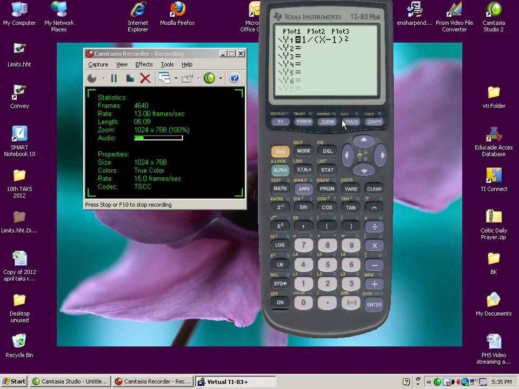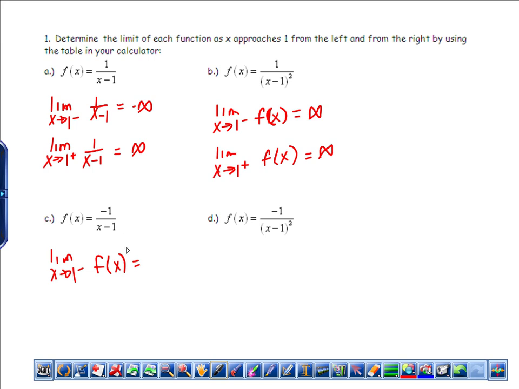Okay, so let's go to our calculator. Let's modify our equation, putting in the negative and taking away the squared. Let's go make sure our table is set at starting at 1 again. And it looks like it's opposite of what it was in part A. On the left we have positive infinity, on the right we have negative infinity. And if you predicted that, good job.